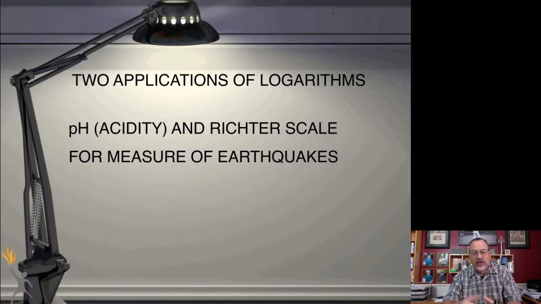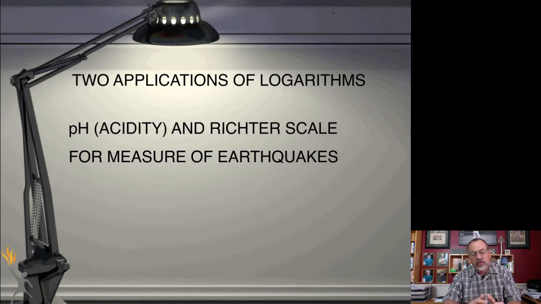Now, living in California, you've probably heard the Richter scale used quite often in the measure of an earthquake or the size of an earthquake. A 2.4 earthquake as opposed to a 5.7 earthquake. Well, what is a 2.4 and what is the 5.7? What are those numbers actually?